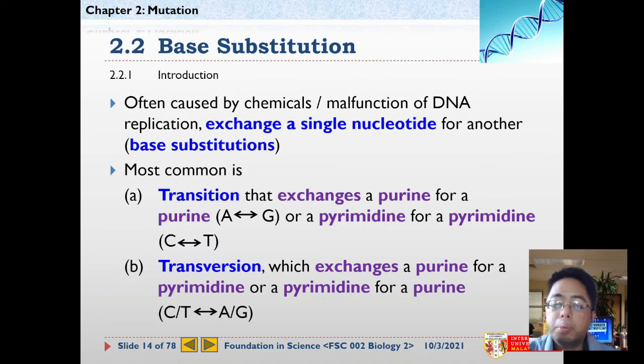This is caused by chemicals or malfunction of DNA replication, an exchange of a single nucleotide for another. For example, you have A, and then it becomes another letter, right? A to C, A to G, A to T. The most common is transition. Transition is exchange of a purine for a purine, like A to G, or a pyrimidine for a pyrimidine, C to T. Transversion is exchange of a purine for a pyrimidine, or vice versa, meaning from C to A or T to G.